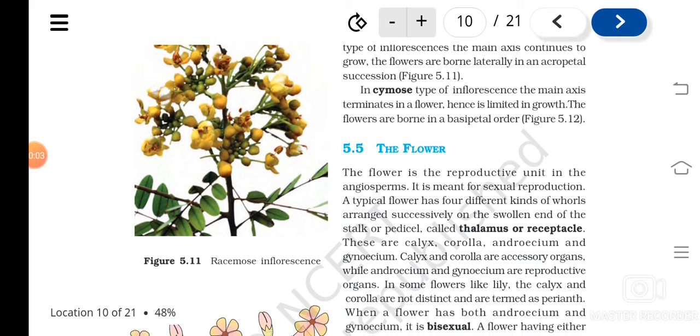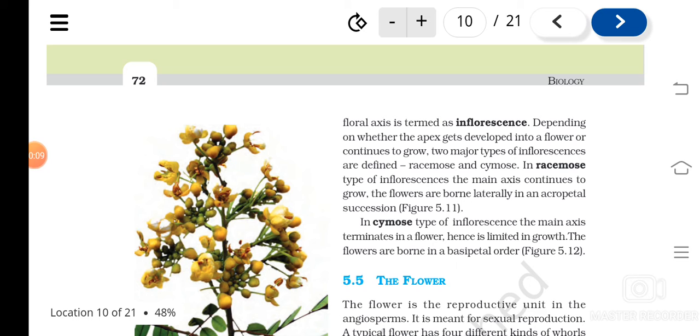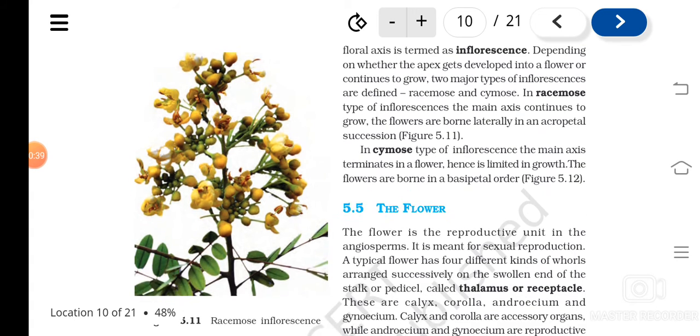So we were studying the morphology of plants. In the previous class we learned about the inflorescence. There are mainly two types of inflorescence. What are they? Racemose and cymose. What is racemose inflorescence? In this type of inflorescence, the main axis continues to grow, producing the flowers laterally on the stalk, in an acropetal succession. Understood?